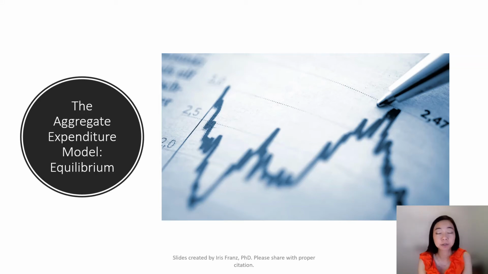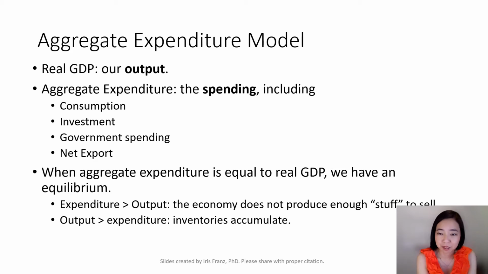Today we're going to continue to talk about our aggregate expenditure model. In this clip, we're going to talk about the equilibrium. In this model, real GDP is our output and the aggregate expenditure is our spending, which includes consumption, investment, government spending, and net export.